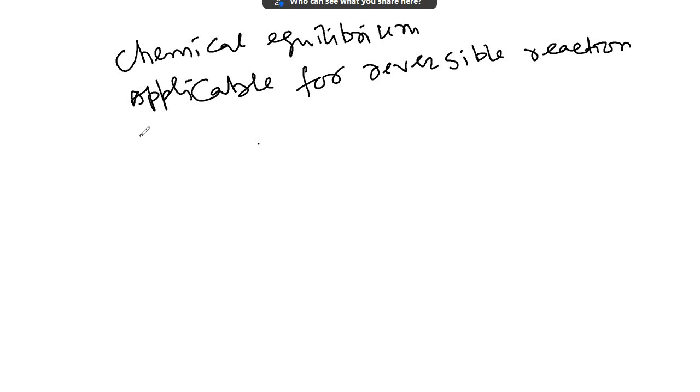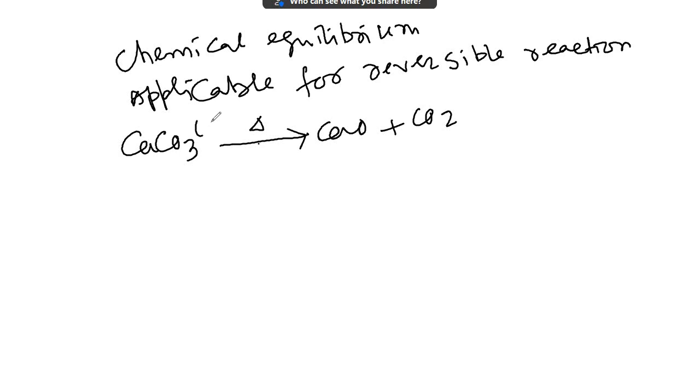Look at the reaction CaCO3 on heating gives you CaO plus CO2. CaCO3 was solid, CaO was solid, CO2 was gas. When CaCO3 was heated in an open container, CO2 leaves the system as gas. Hence, to maintain the equilibrium constant unchanged, more CO2 will be obtained. Ultimately, only CaO will be left behind.